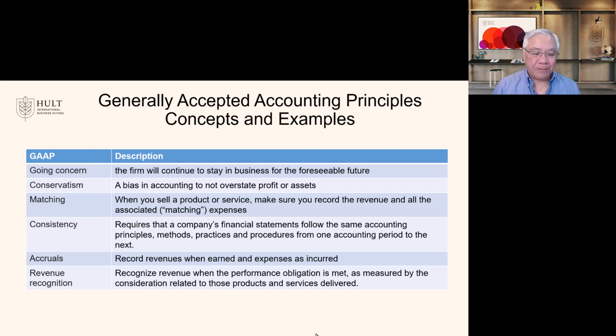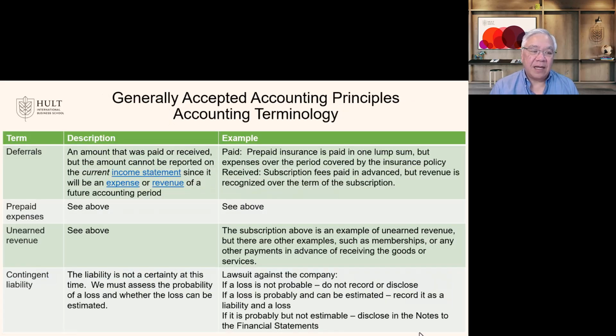We saw that earlier. And recognize revenue when the performance obligation has been met and as measured by the consideration related to those products and services delivered. This is a more technical definition of the more simple phrase of recognize revenue when earned. But this is the current and most precise definition of when to count revenue as earned. This is a summary of accounting terminology that we've seen in these modules. First is deferrals.